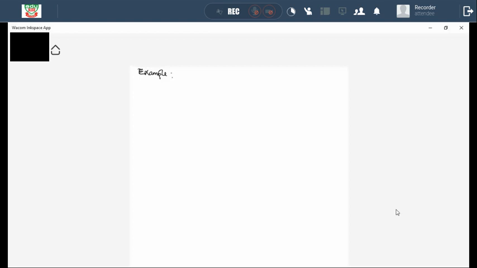A worker pulls a crate. I think we need that story. A worker pulls a crate, which is very important for us, with a mass of 30 kg from rest, by applying a force of 50 newtons.